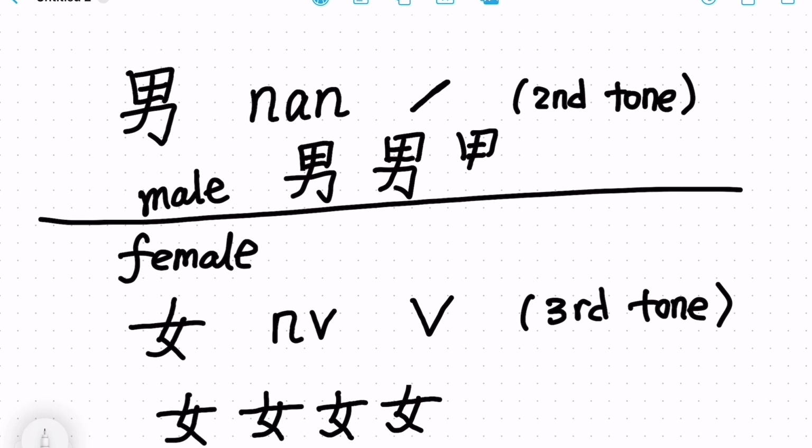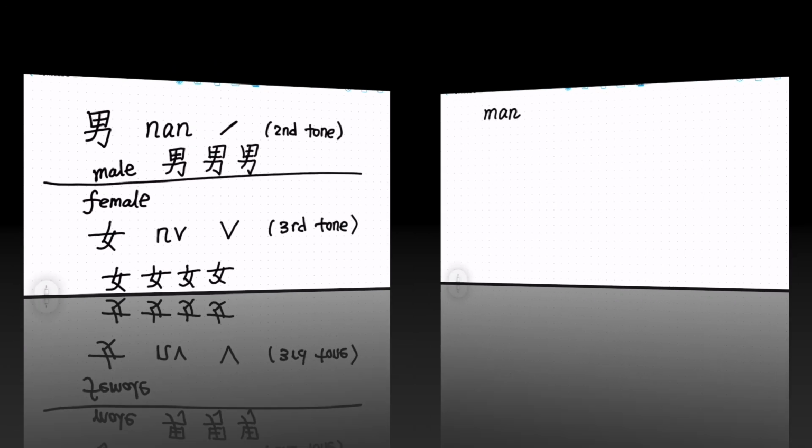Okay. Nan means male. Nü means female. And we are talking about the gender of people. If you want to talk about the gender of animals, we don't use nan or nü. We have different words. We have different Chinese characters.